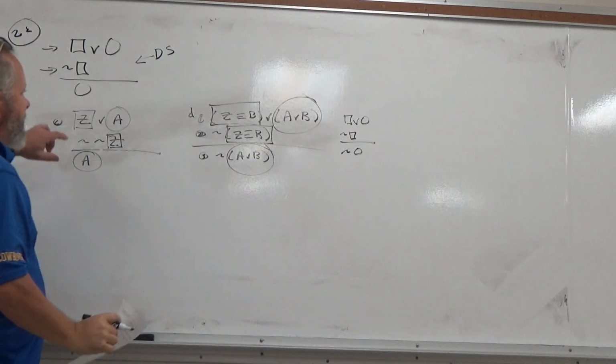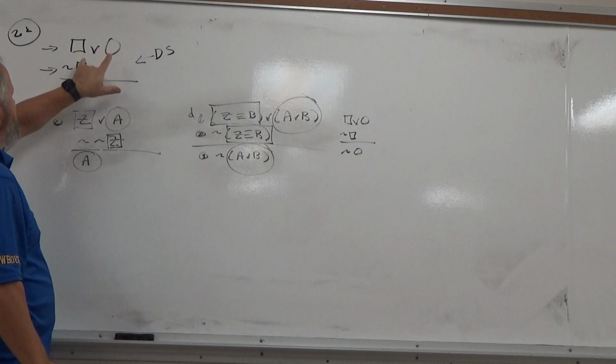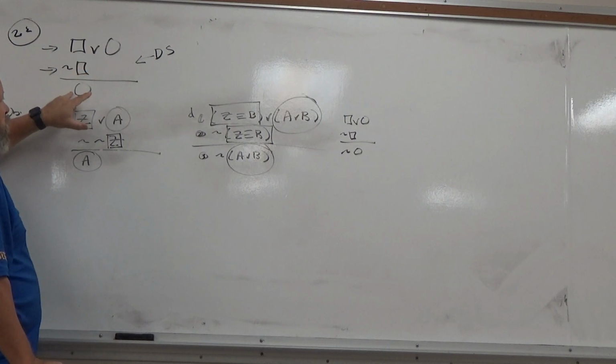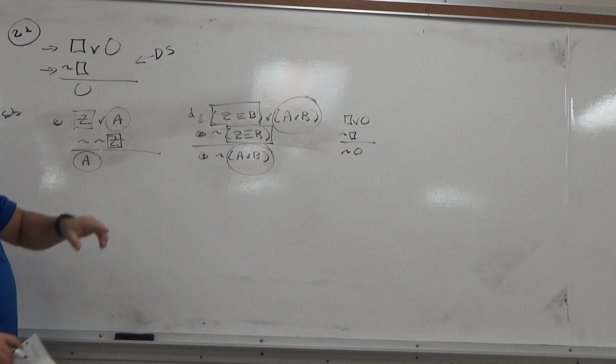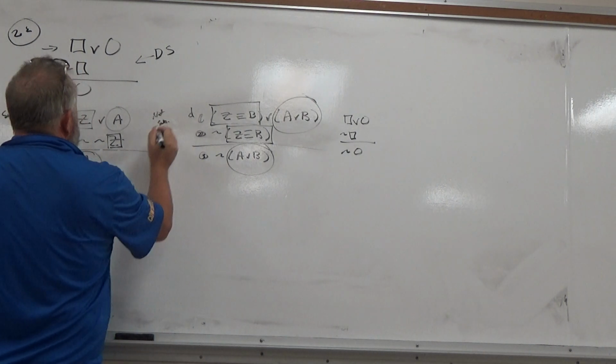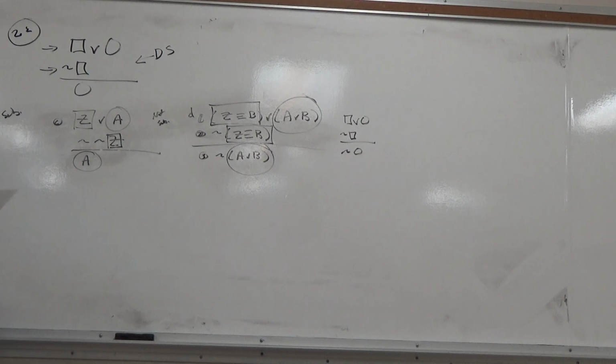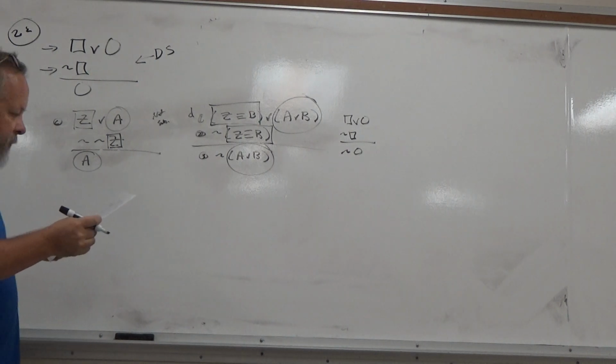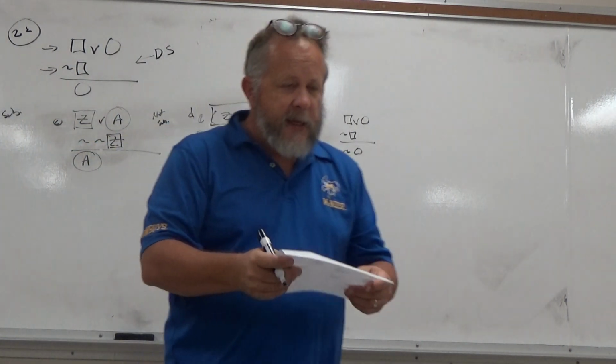But what do we need to get to? We need to get to box or circle, not box, circle, and we have a not circle, so D is not a substitution instance of disjunctive syllogism. Okay, are there any questions about that?